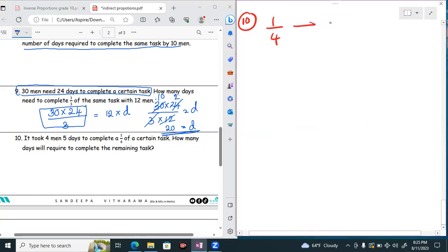1/4 of the work is equal to 4 times 5. It is 20 man days. Is it clear? I think this part you should be able to understand. 1/4 of the work equals 20 man days. Okay. Then it is asked how many days will be required to complete the remaining task.